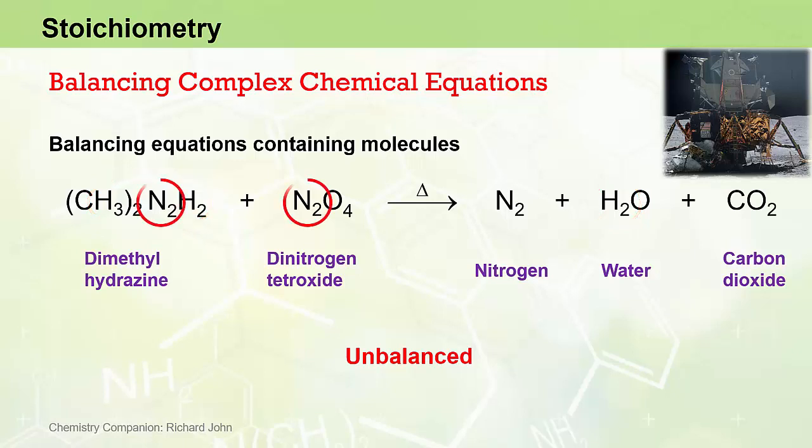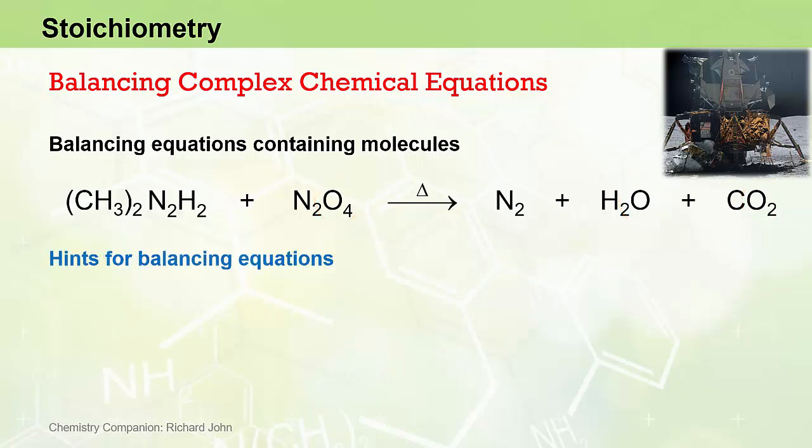We have a total of 4 nitrogen atoms on the left-hand side, and only 2 nitrogen atoms on the right-hand side, and 4 oxygen atoms on the left-hand side, and a total of 3 oxygen atoms on the right-hand side. So this equation is clearly unbalanced at this point in time.